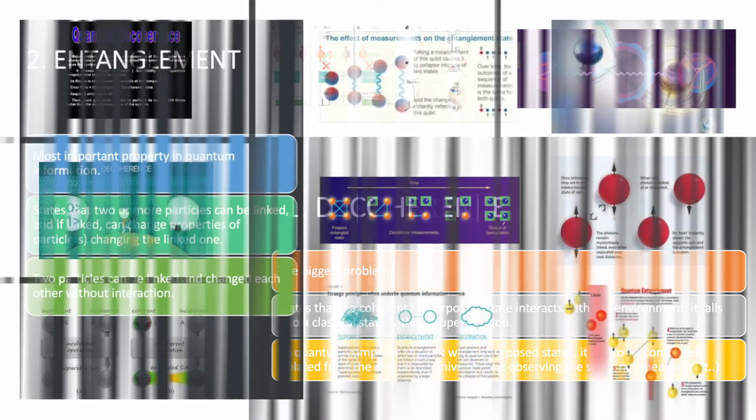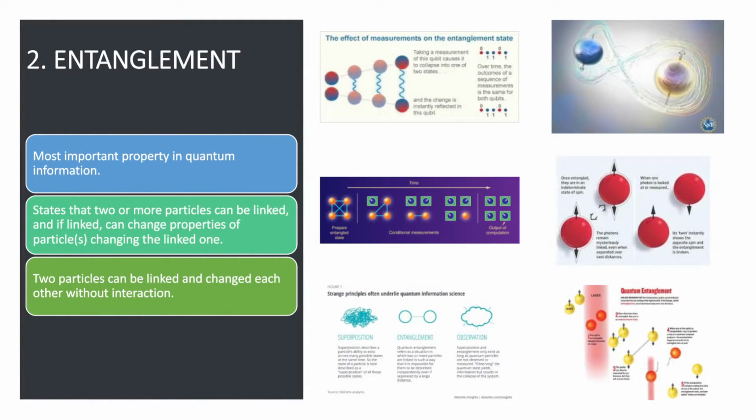The second one is entanglement, the most important property in quantum computers. It states that two or more particles can be linked, and if linked, changing a property of one particle changes the linked one. Two particles can be linked and change each other without interaction.